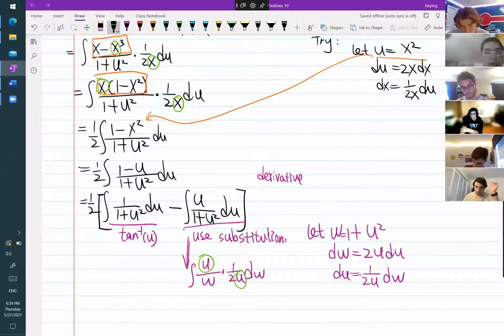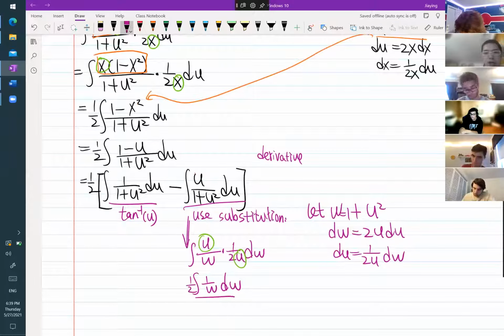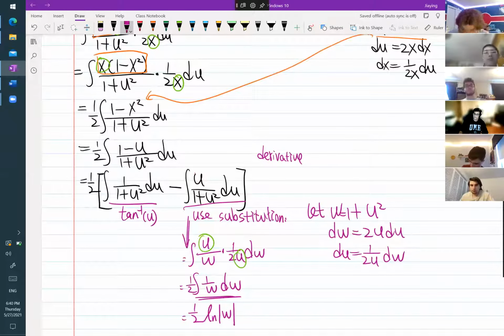And if we keep integrating, we get a 1/2 from this substitution. And then we have 1 over w dw. And then you know how to integrate 1 over w dw, which is natural log. So that gives us 1/2 natural log of absolute value of w. And obviously we're adding a c. I'm going to call it c1.